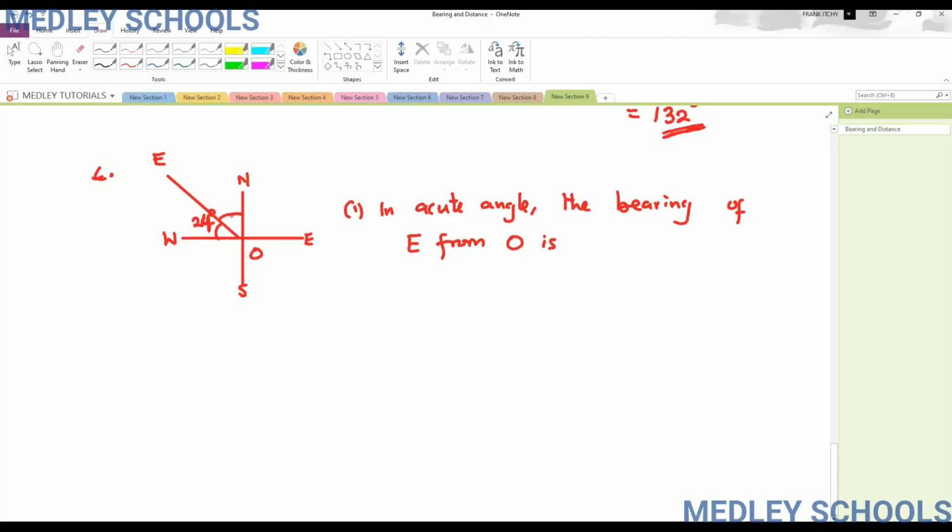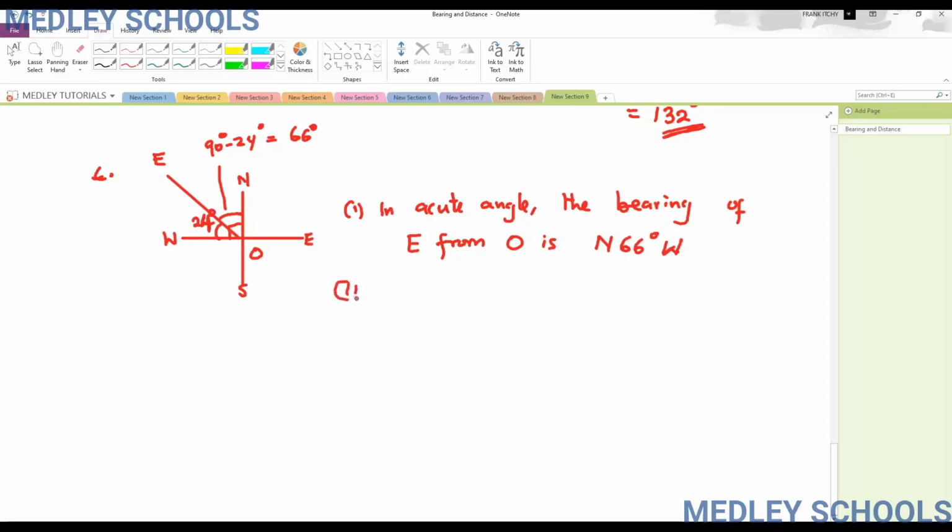Now to know this part, it is 90 minus 24, because from here to here is 90 and you are given from here to here to be 24, so this will be 24. 90 minus 24 degree is equal to 66 degrees. So we report this as north 66 degree west, because this side is west.